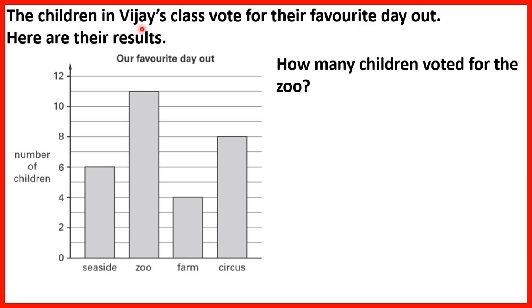The children in Vijay's class vote for their favourite day out. Here are their results. How many children voted for the zoo? So we can find the bar that says zoo, and if we go to the top and draw a line across, we can see that that's between 10 and 12. And the number in the middle of 10 and 12 is 11, so that means that 11 children voted for the zoo.